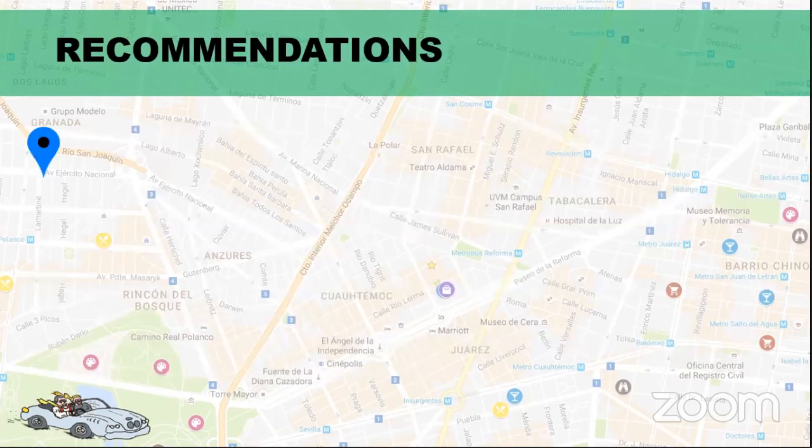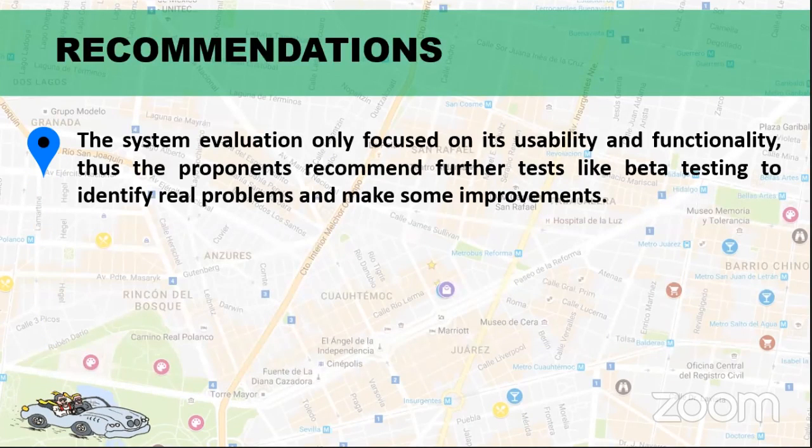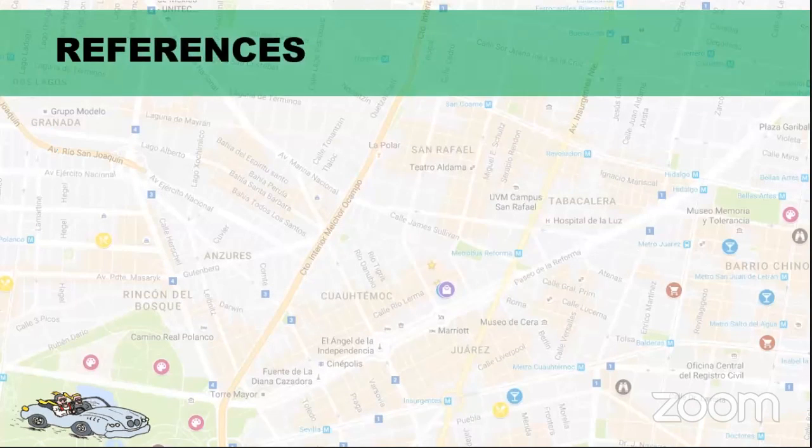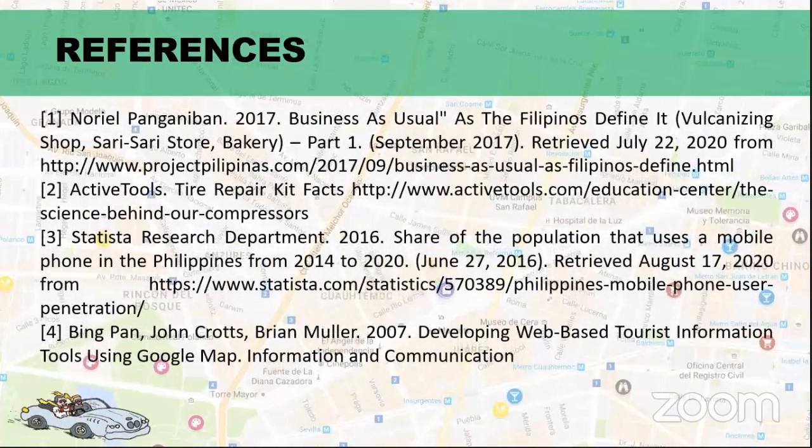For recommendation, the system evaluation only focused on its usability and functionality. Thus, the proponents recommend further tests like beta testing to identify real problems and make some improvement. For future works, for the improvement of the system, it is recommended to widen the scope of the map since not only in 2nd District of Oriental Mindoro the problem is present, and make it offline since some places have a weak internet connection. Here are the references used, and that's all. Thank you.